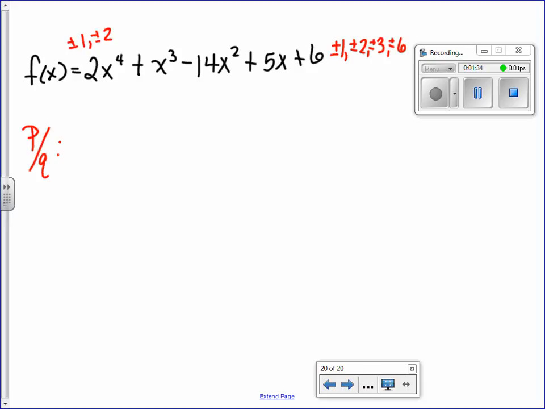Okay, so P over Q will be 1, 2, 3, 6. Is that it? No. There's 1/2. I don't need to do 2 over. Is that it? 3/2. Is that it? 1/3.